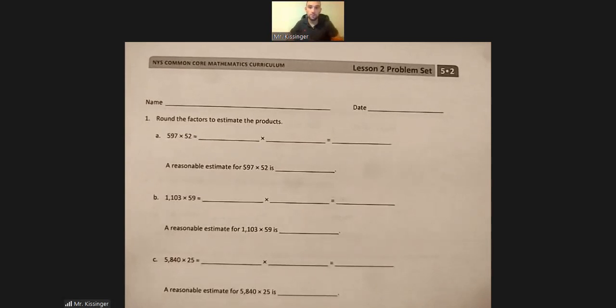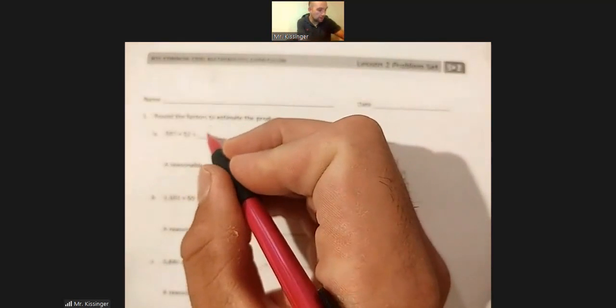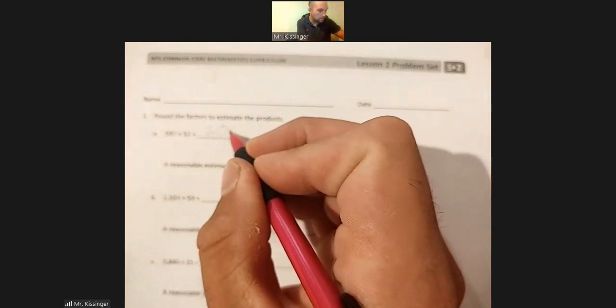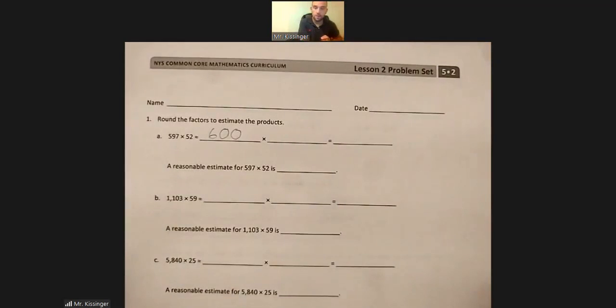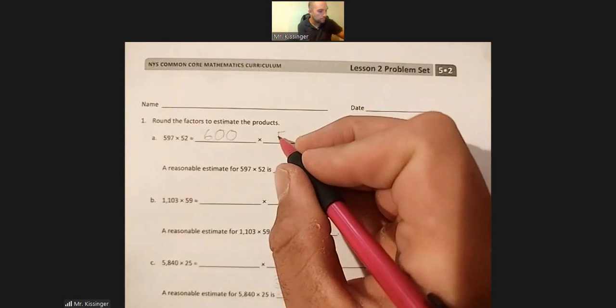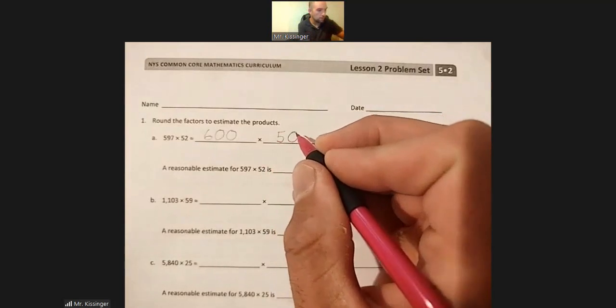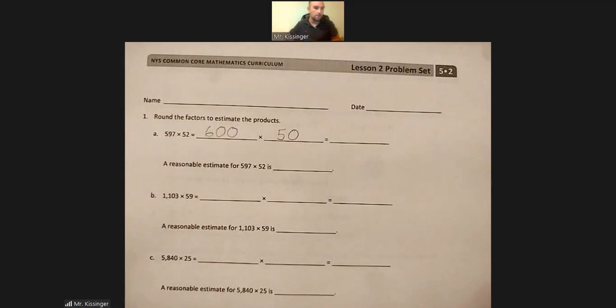So what we're going to do is we're going to round 597 to something really close. What do you think we might round that to? I would say 600 would be the easiest thing to round to. So let's put 600 in our first blank here. And then 52, let's round that to the nearest 10. So we'll round that to 50. Okay, so now we have two numbers that are a little easier to work with. We call those basic facts.